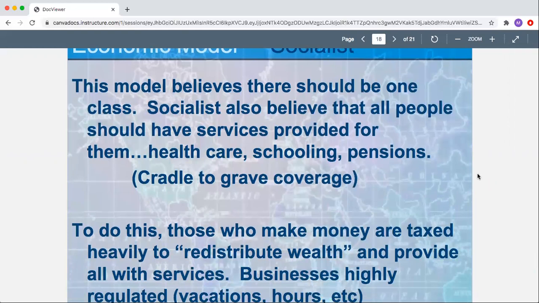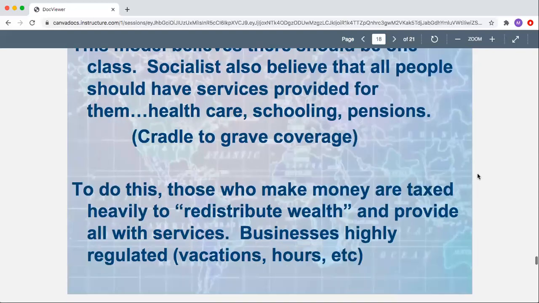Also, with a socialist, this model believes there should be one class, no rich, no poor, but one. Socialists also believe that all people should have services provided for them. They should have health care, they should have school, they should have pension, meaning like payment for retirement. So cradle to grave coverage means that they're covering you in all aspects.